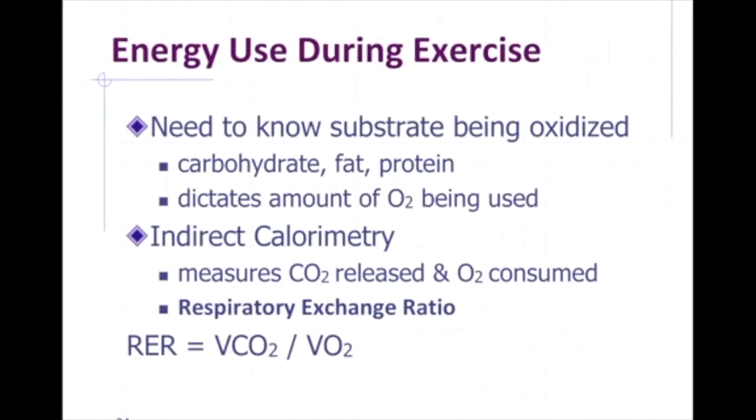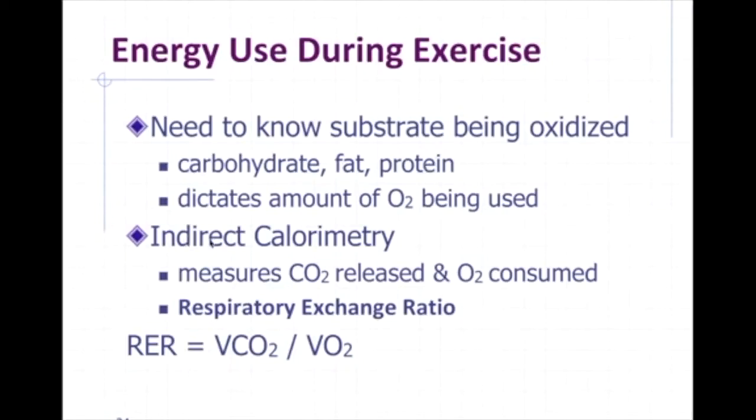So when we're looking at the energy use, it's good for us to know what is being oxidized. Is it carbohydrates? Is it fats? On rare occasions, it might be proteins. And this really is going to dictate the amount of O2 being used, with fat requiring the most O2. That's really a lot of where our oxygen consumption comes from. However, it can also be from our carbohydrates, and a little bit from our proteins.